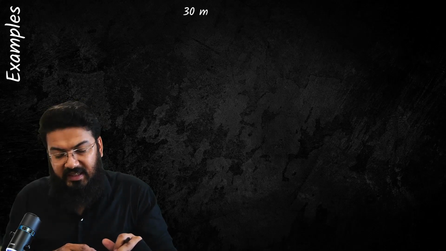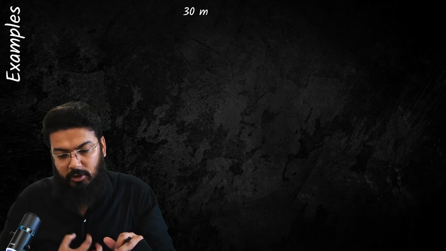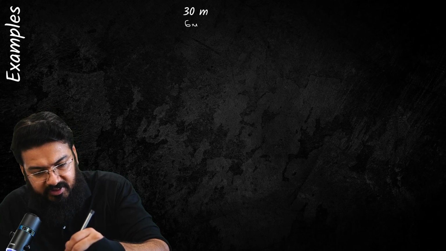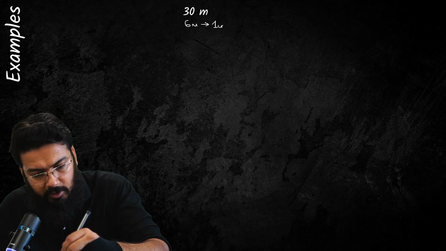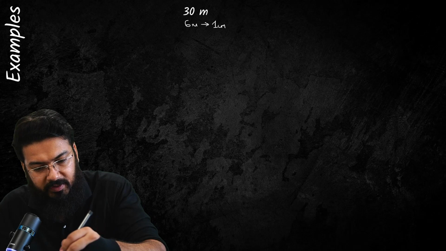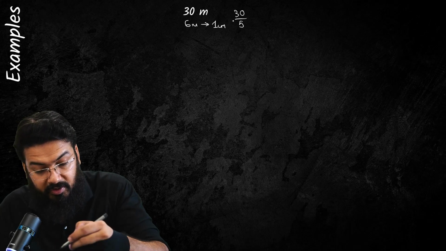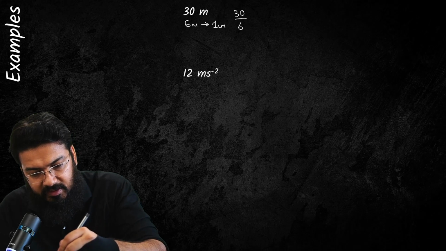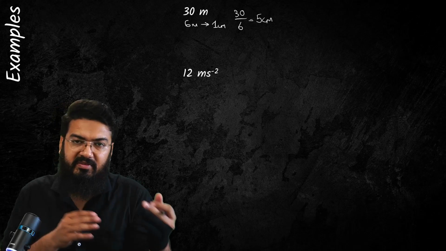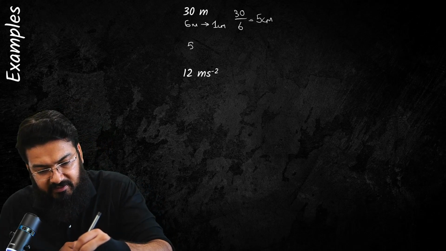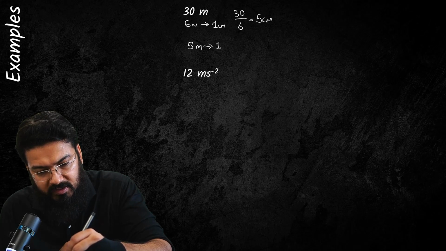Now let's do some examples. So let's say I have a 30-meter vector. All right, so I want to draw a 30-meter vector. I'm probably going to say that 6 meters represents 1 centimeter. All right, and then 30 divided by 6 is going to be 5 centimeters. On the other hand, I could go with 5 meters represents 1 centimeter.